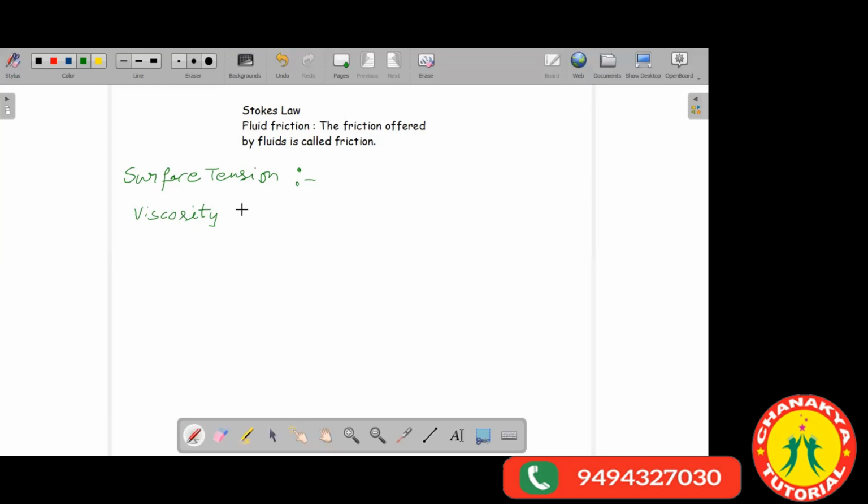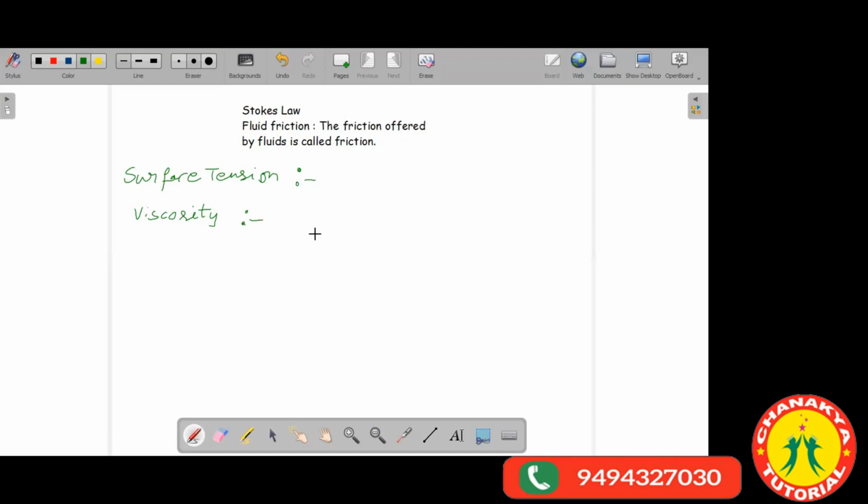Then next we discussed viscosity. Viscosity tells us about the friction between the layers of liquids. It actually tells you how the fluid can flow. That means the different layers of liquid offer resistive forces, and such liquids are called viscous liquids. If you compare water and honey, honey is likely to be more viscous than water. That we call viscosity.